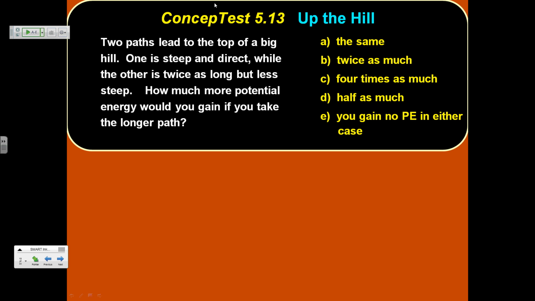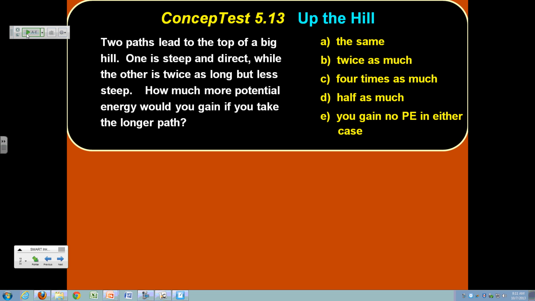Let's pick up here. Two paths lead to the top of a big hill. One is steep and direct, while the other is twice as long but less steep. How much more potential energy would you gain if you take the longer path? That's gravitational potential energy. So I have two paths up a mountain. One path goes straight up the side of the mountain, and one path takes a more circuitous route up the side of the mountain, which is giving a greater change in potential energy.